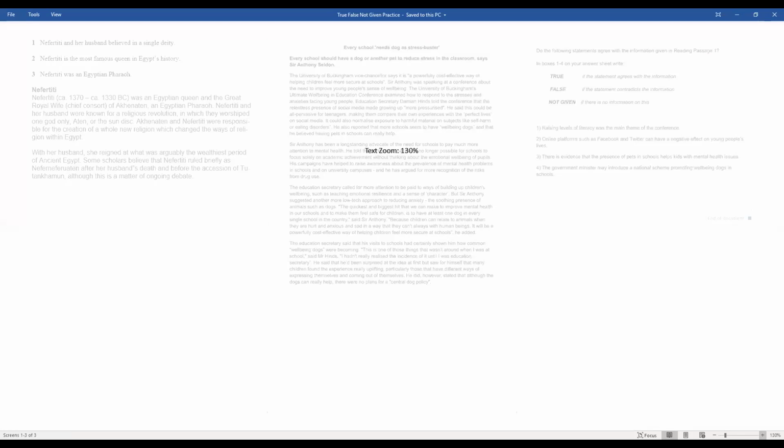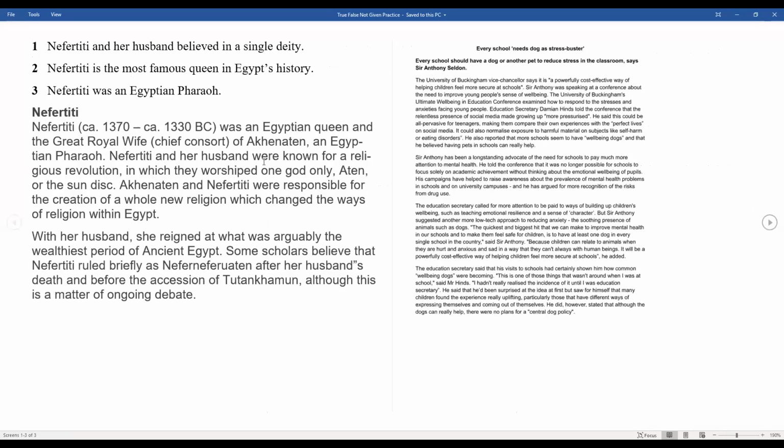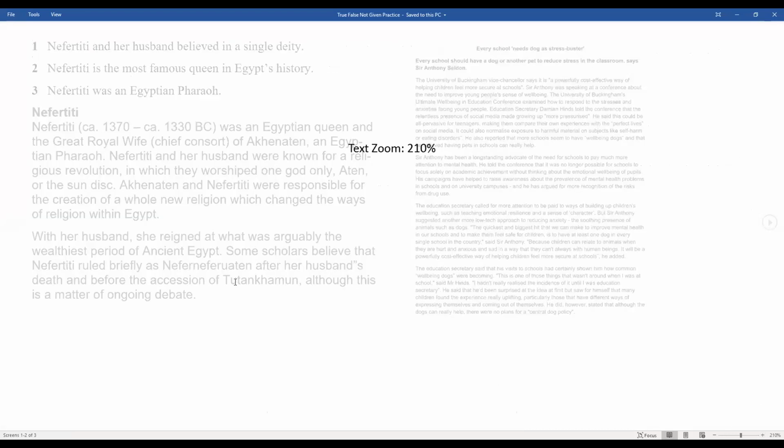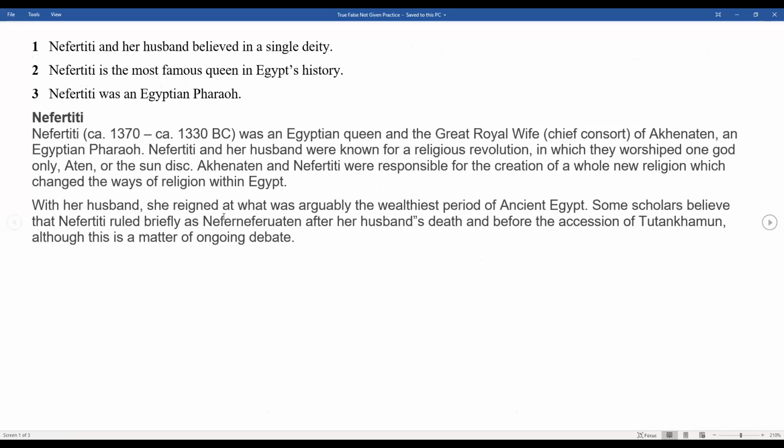Can you make it a bit bigger? Yeah, I'm blowing it up. Can you see it now? Okay, I want you to look at this passage. Is this visible? Is this good enough? Can you see through it?